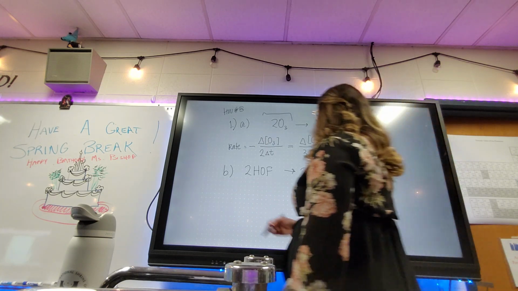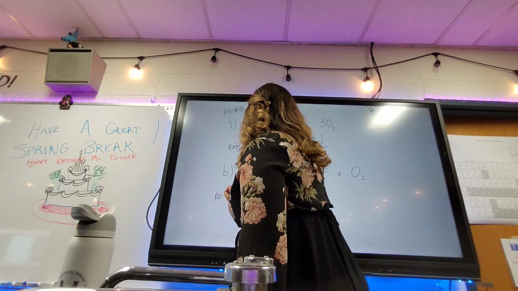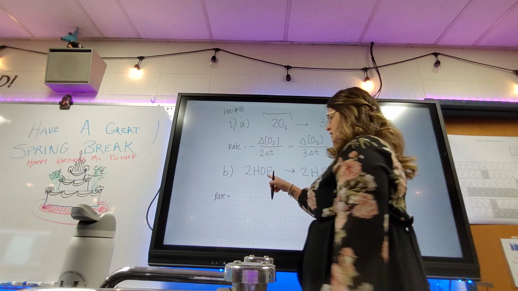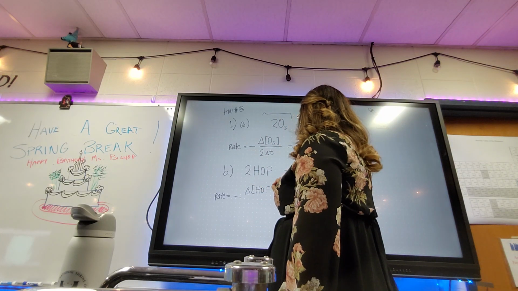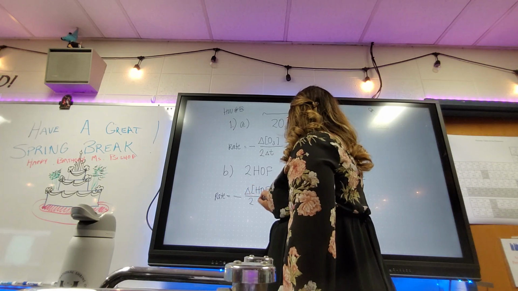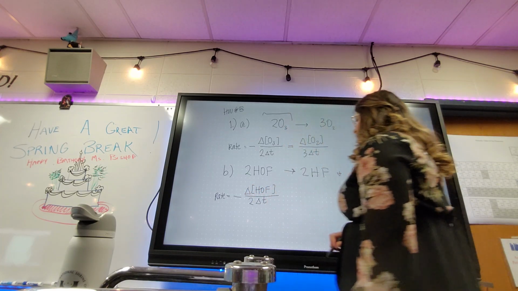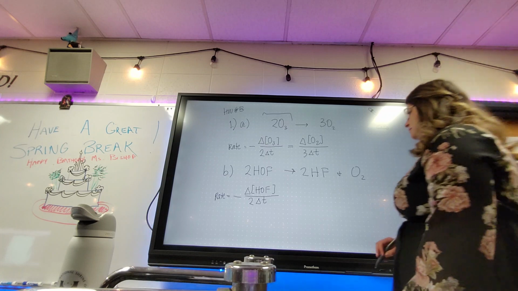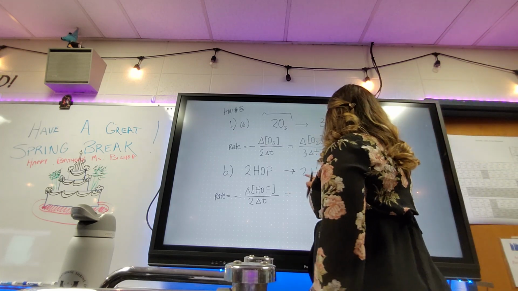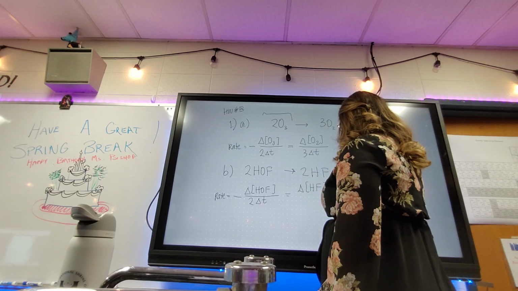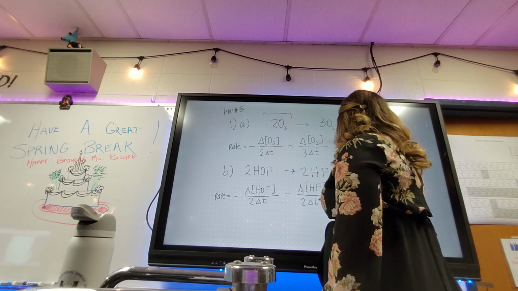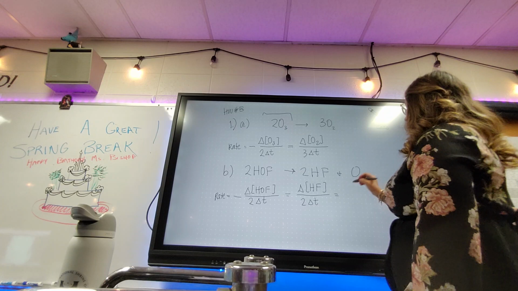Okay, so how will we begin? Rate equals reactant, negative. Product, no negative.